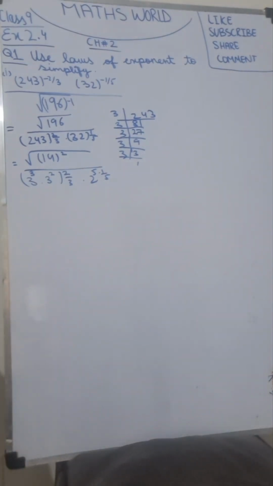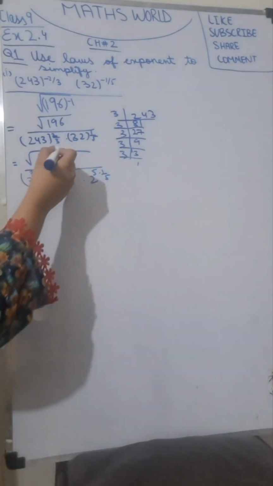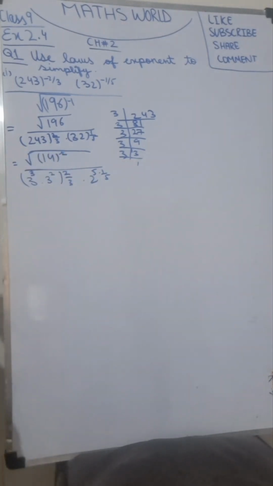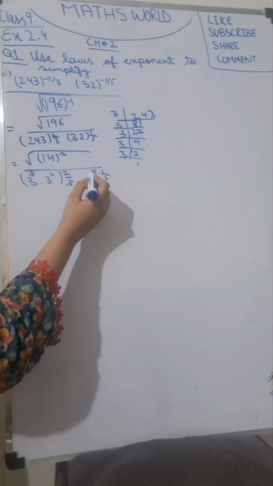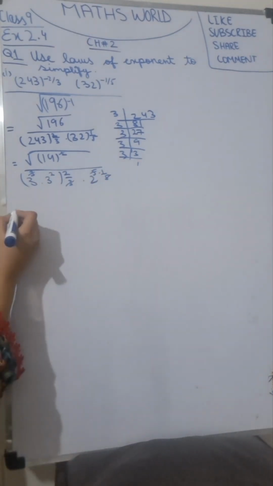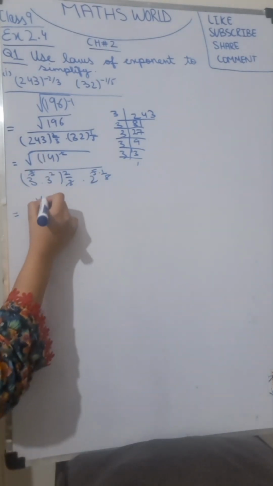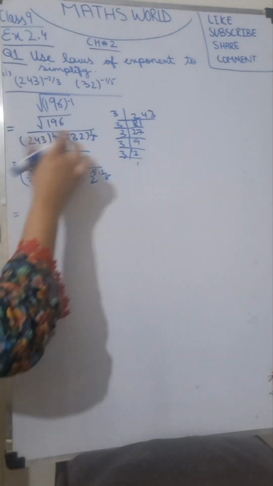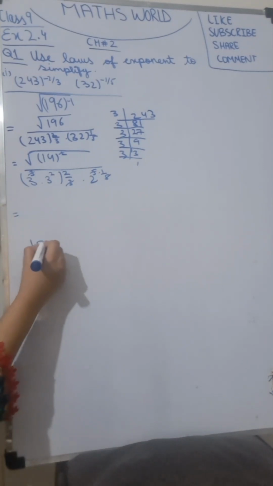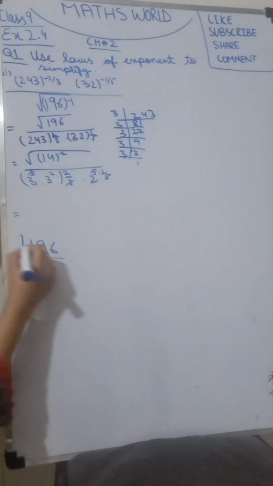Now actually you are going to cross them out. That square cancels with the 1 by 2, then 3 cancels with 3, 5 cancels with 5. Now here we will get 14. You know how 196 comes also? I can tell you, like this.